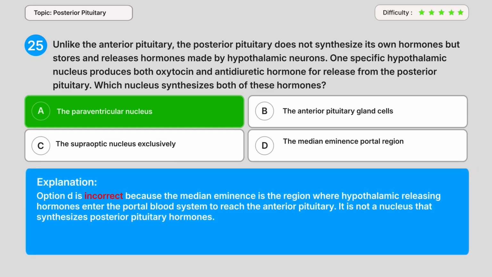Option D is incorrect because the median eminence is the region where hypothalamic releasing hormones enter the portal blood system to reach the anterior pituitary. It is not a nucleus that synthesizes posterior pituitary hormones. The posterior pituitary doesn't make its own hormones, it just stores and releases them. The hormones come from neurons in the hypothalamus.